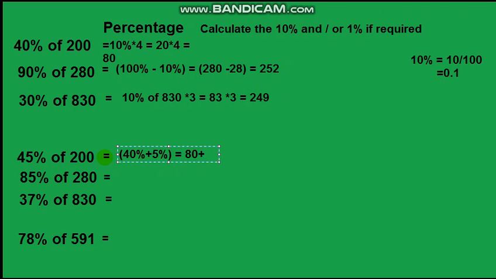Now to calculate 5%: 5% is nothing but half of 10%. If 10% is 20, 5% will be 10. Or we can go by the 1% method also. What is 1% of 200? It's 2, and multiplied by 5, that is 10. So the answer is 90 here.